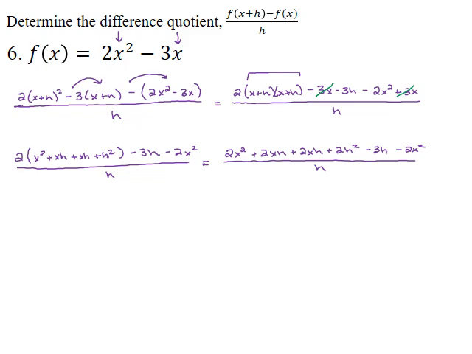I notice something else cancels. Maybe you see it as well. 2x squared, excuse me, minus 2x squared cancels. And while the next one doesn't cancel, there is something that combines. You can put together these 2xh's into one term. So that's going to end up being 4xh plus 2h squared minus 3h divided by h.